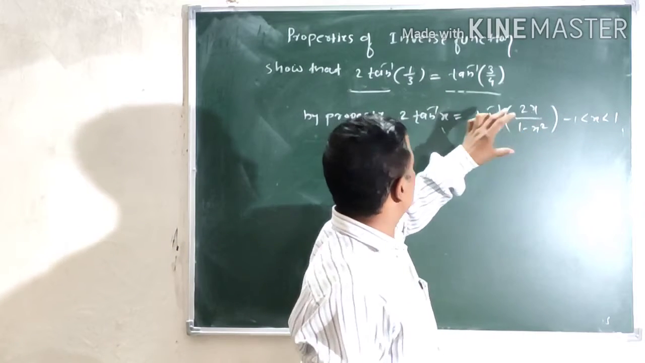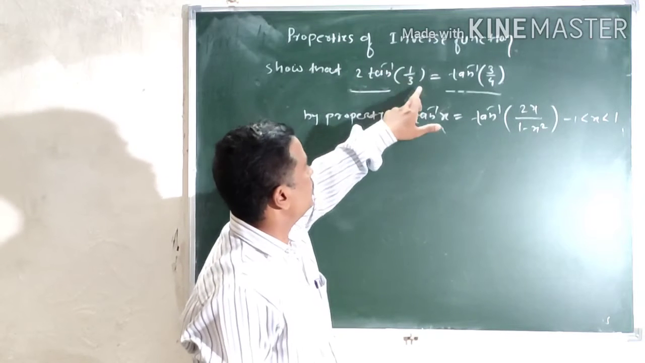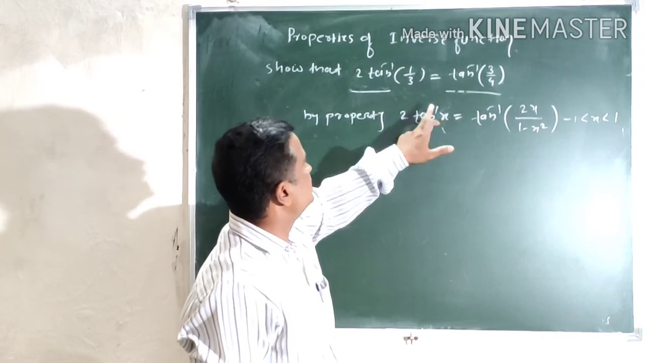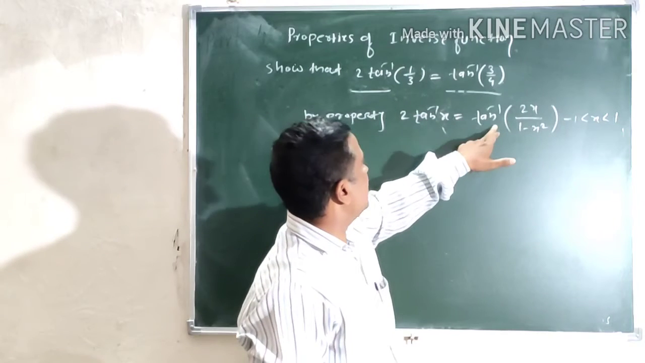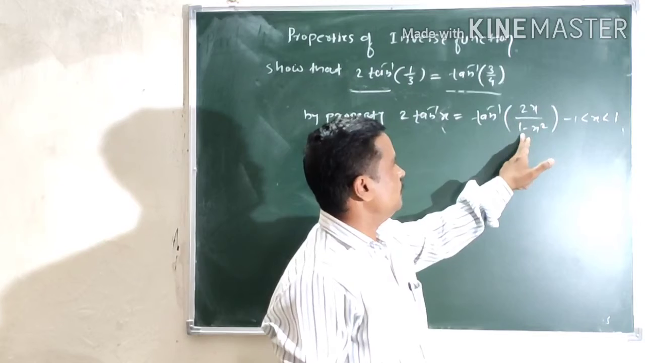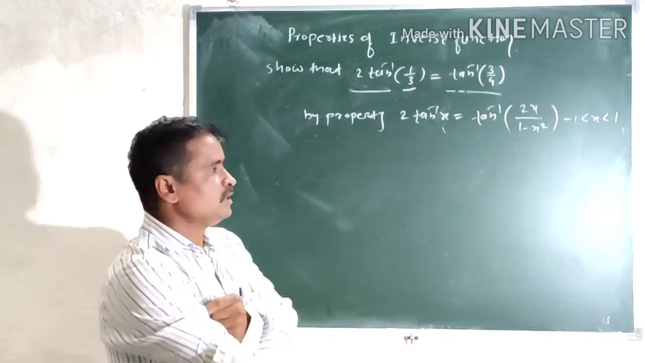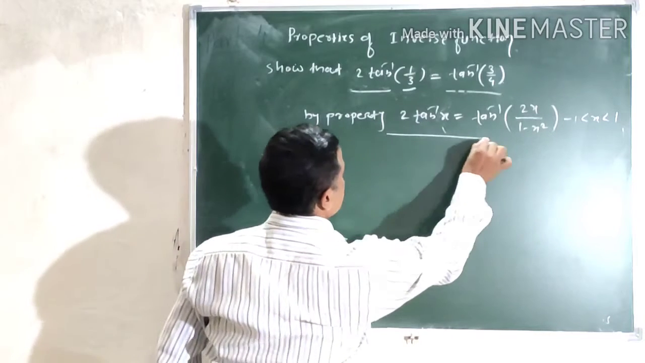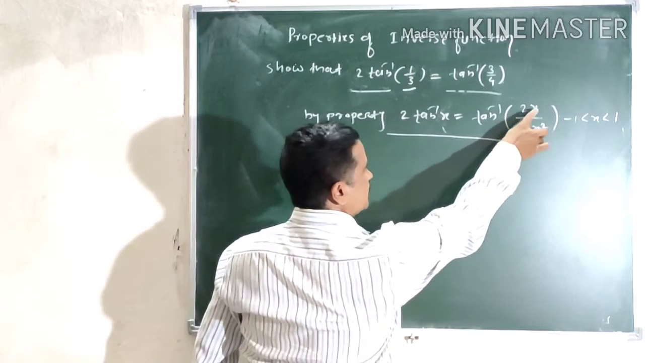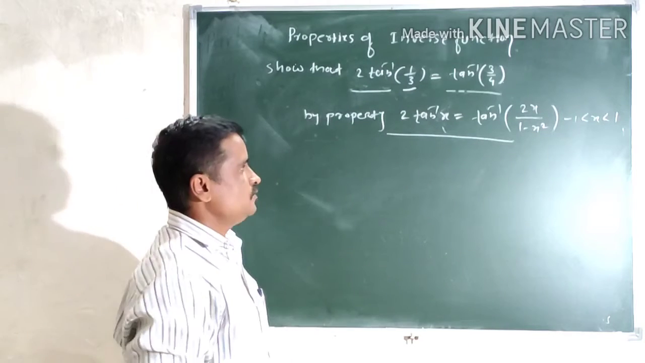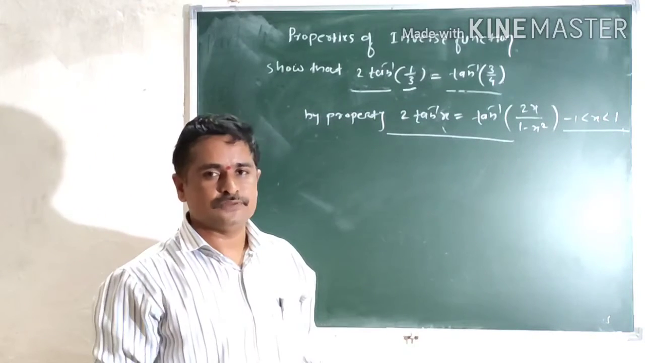So we use this property on the left side. 2 tan inverse of 1 by 3 is 2 tan inverse of x, considering x as 1 by 3. So it is tan inverse of 2 into 1 by 3 by 1 minus x square, substituting x as 1 by 3. The property says 2 tan inverse of x is tan inverse of 2x by 1 minus x square, with the restriction that x should be between minus 1 and 1.